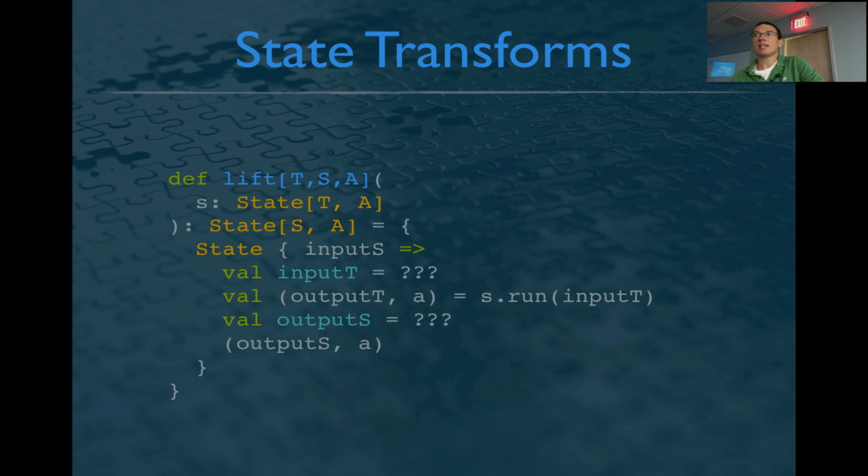But in order to do that, I'm going to need an input t. And the result of calling run on a state TA is an output t and some a, right? So at least that middle val is pretty straightforward. That's the only thing I can really do, sort of like map and flatMap. It's like the only thing I can really do with that state TA.